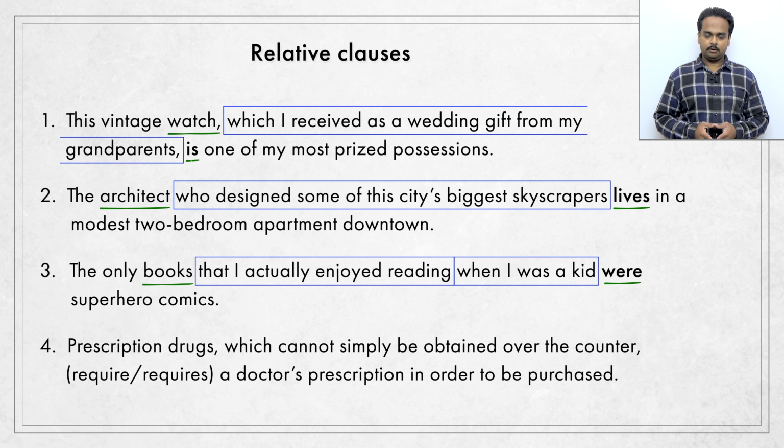One last example. Prescription drugs, which cannot simply be obtained over the counter, requires a doctor's prescription in order to be purchased. The sentence means that there are certain medicines that if you want to buy them, you have to get a doctor's prescription. Over the counter means going to the store and buying something just like that. You pay money over the counter and you receive the product over the counter. You cannot do that with prescription drugs. You need a doctor's prescription.